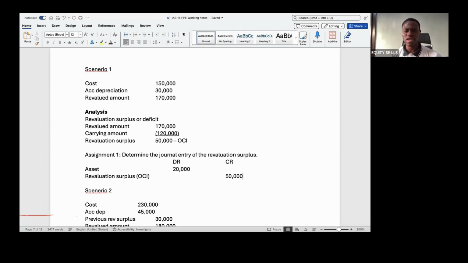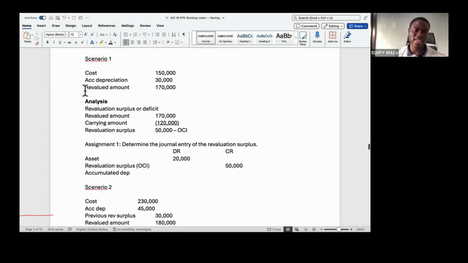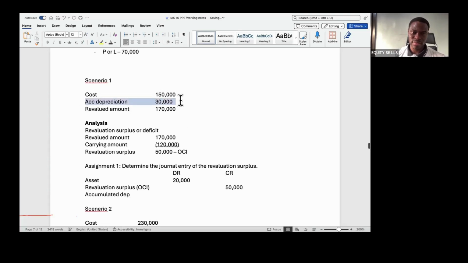right? You credit it. Looking at this, my account is not balancing. I have 20 debit, I have credit 50. What's happening? What's happening is that, you see, this accumulated depreciation account on this asset will be cancelled out. And accumulated depreciation is a credit balance. We need to cancel it out.